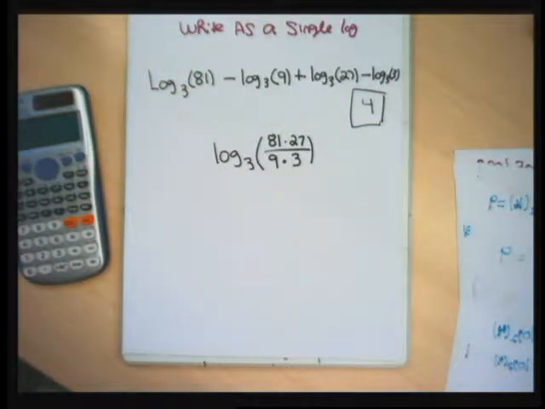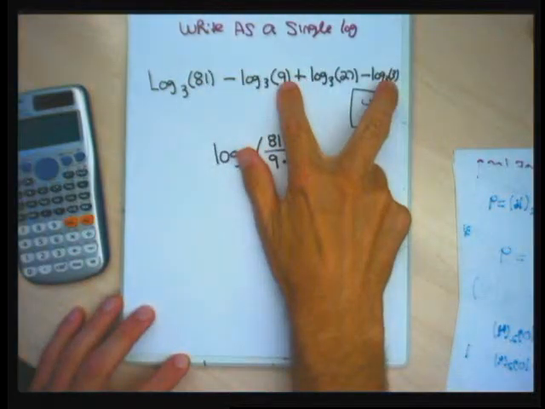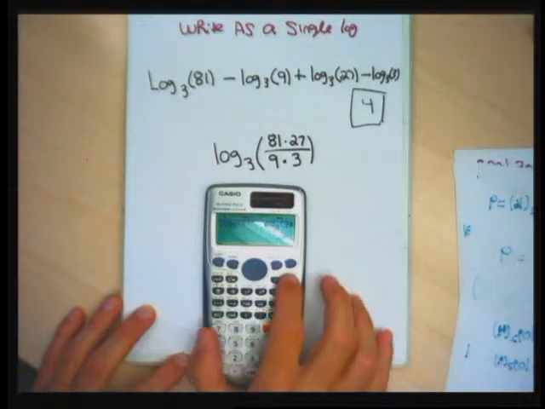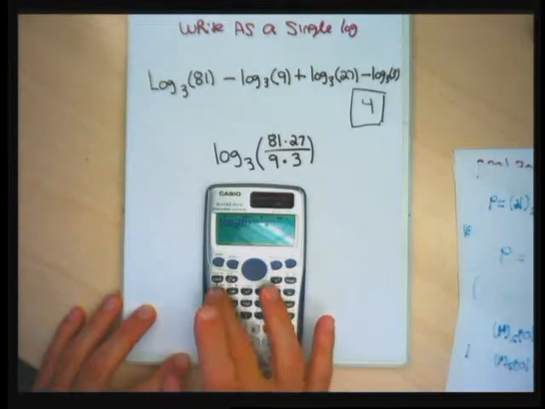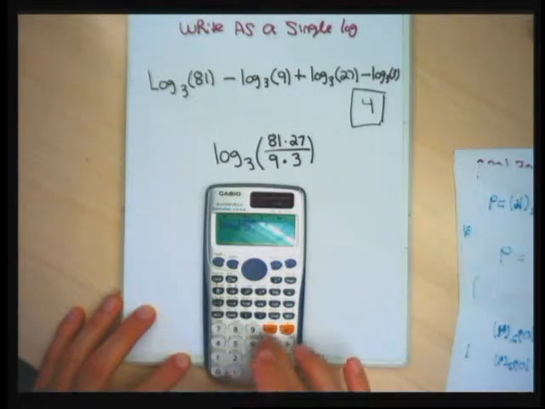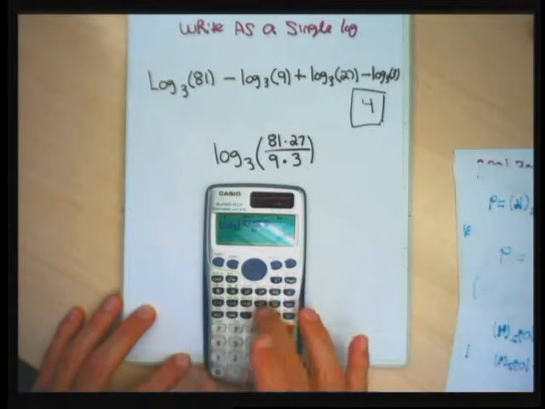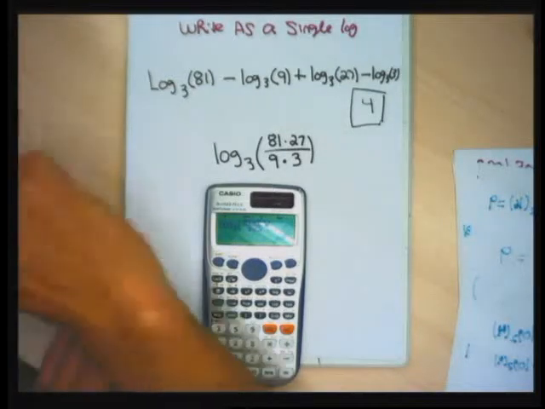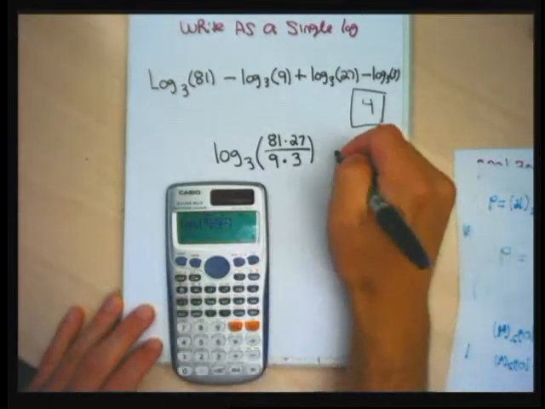Both the 81 and the 27 are going to belong in the numerator because they're kind of using the sum to product rule and they were being multiplied. The 9 and the 3 belong in the denominator because I'm using the minus to divide rule. And let me make sure that that actually works. So let me do logarithm base 3 of the fraction 81 times 27 over 9 times 3 equals. And it magically, well, you can't even see it, but it also equals 4.